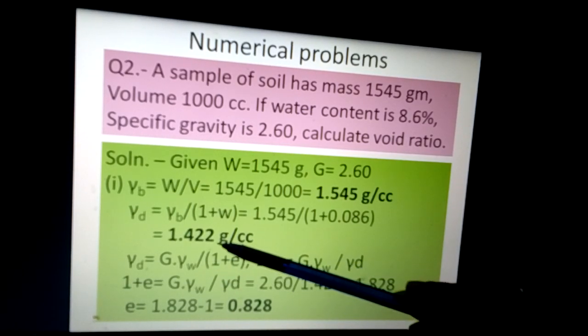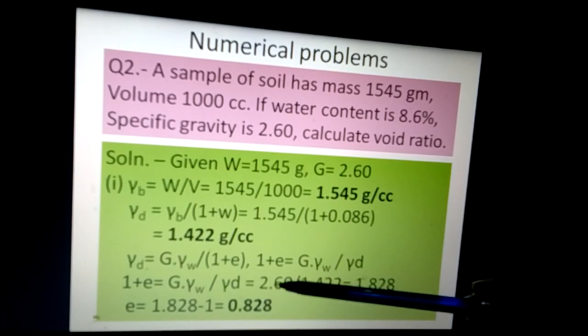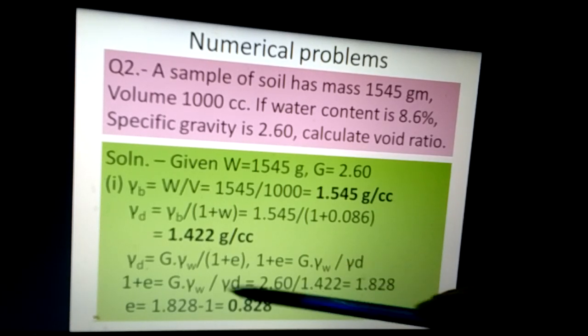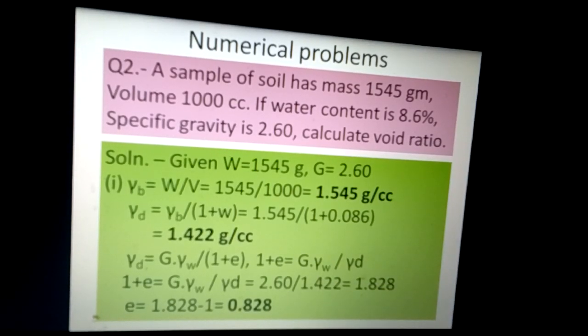By using this gamma D value, we can use the relation gamma D equal to G gamma W divided by 1 plus E, and from here 1 plus E becomes G gamma W by gamma D. Putting all these values, we have G 2.6 multiplied by 1 divided by gamma D 1.422, and we get 1 plus E equal to 1.828, and E becomes 0.828. So we have found out the void ratio.